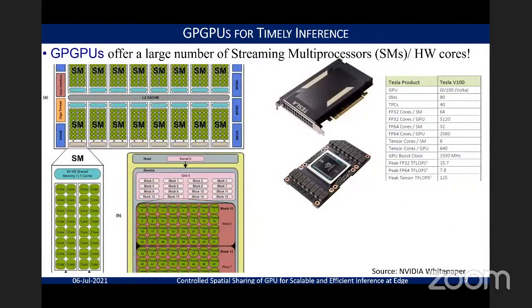Okay, so if we look at this result earlier and see why GPUs are really helping, we can see that this is the NVIDIA source for the V100 GPU. GPUs offer a lot of streaming multiprocessors, and each processor supports several cores. The SMs number around 80, and there are around 40 tensor cores in a V100 GPU. Each of these streaming multiprocessors again has several cores, like 32 cores per streaming multiprocessor. Overall, they are able to provide several teraflops of computation power.